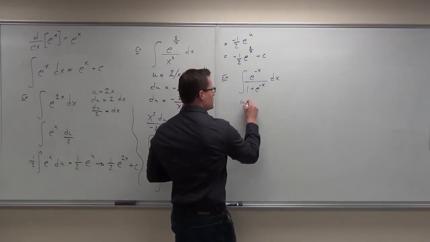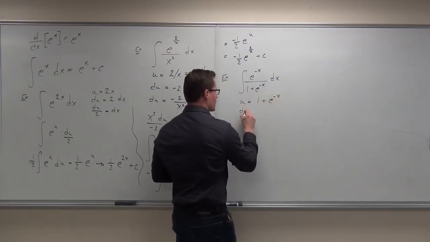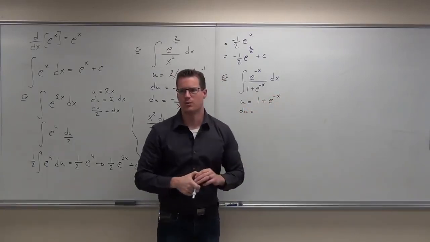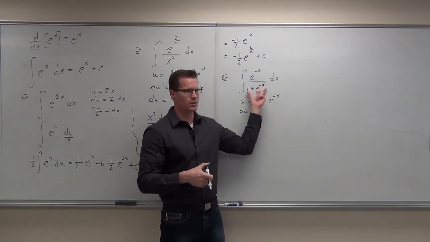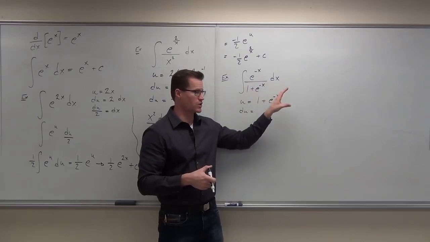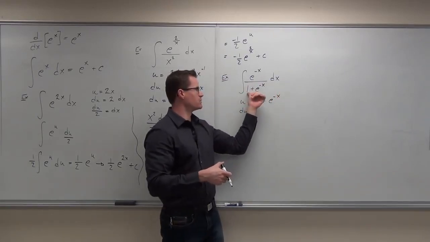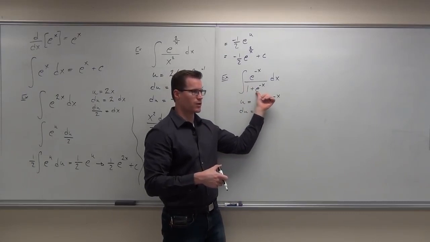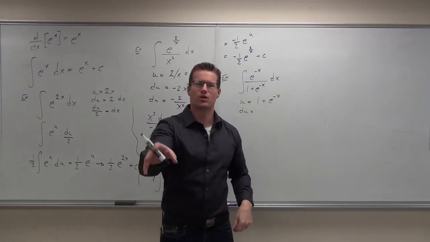So if we take u equals 1 plus e to the negative x, and we take our derivative, what's our derivative of 1? 0. That's kind of nice. That's why we picked it here, so that whole thing goes away. We don't have to worry about 1 plus u and then do another substitution to get ln. Now we have just u here. How about the derivative of e to the negative x? Why don't you do that one on your own.